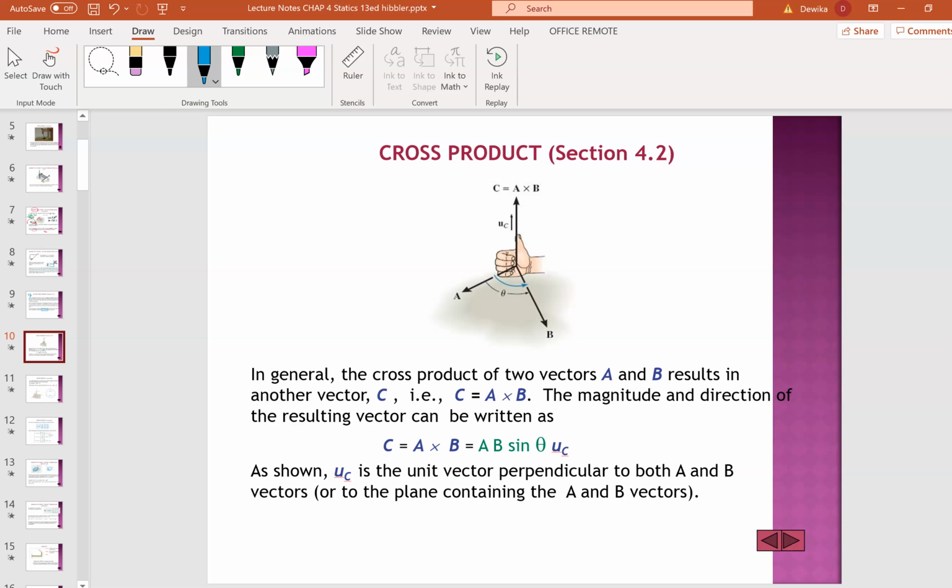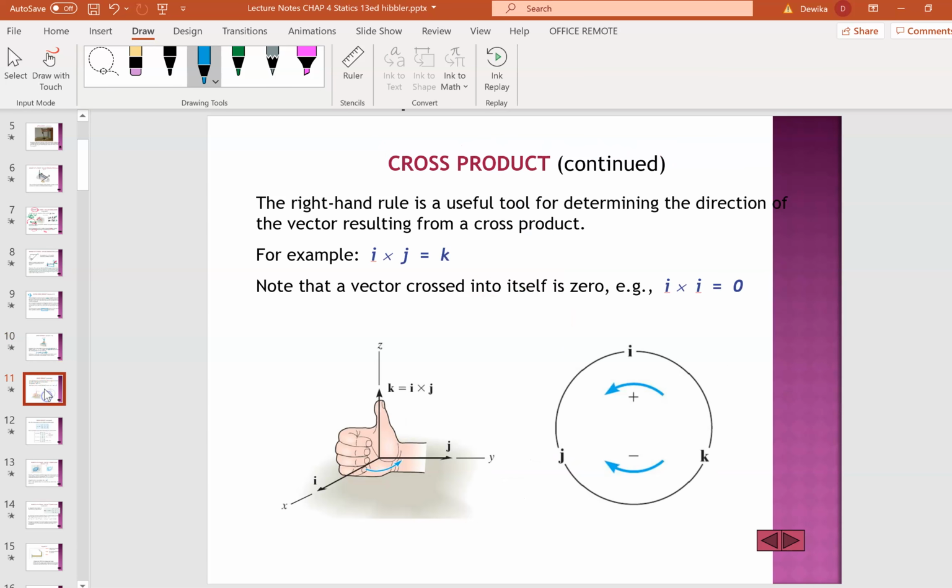So in general, the cross product is of two vectors, A and B. It's like curling. Can you see? The angle in between A and B can be written as C equals A cross B, which is equivalent to AB sine theta with the unit vector of C. The resultant will be your thumb, which is going up, which is C. So A cross B will be C.